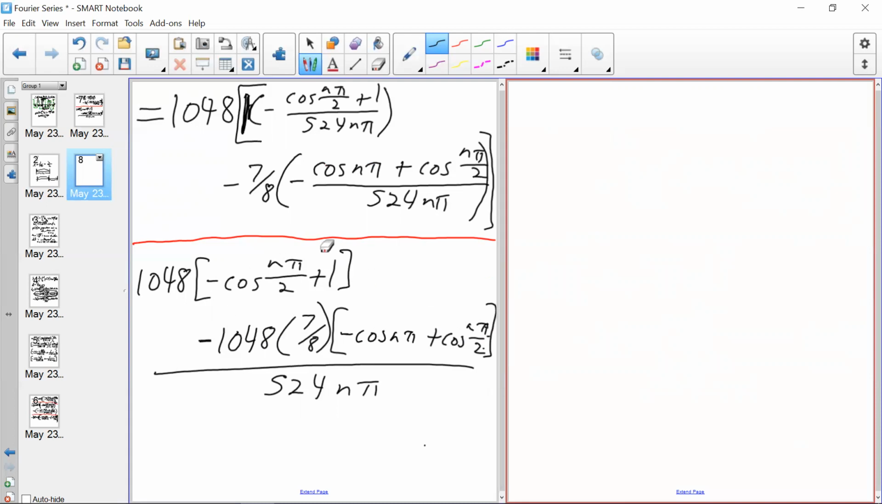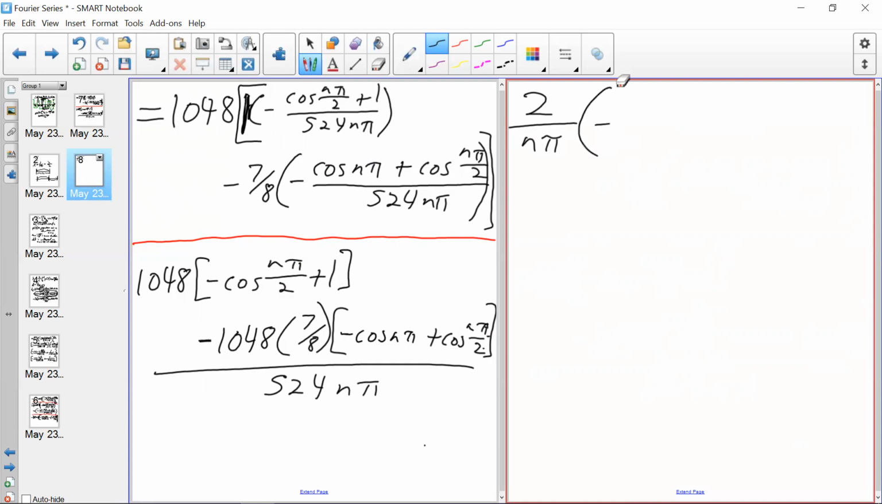As we can see, this entire part here is a numerator, and this is divided by 524 n pi. So for both of these terms, there's a 1048 over 524 n pi. So what I can do is distribute out a 2 over n pi, because 1048 divided by 524 is 2, and then that's going to be divided by n pi. So what I will have is 2 over n pi, and then I will just distribute the rest of the terms.